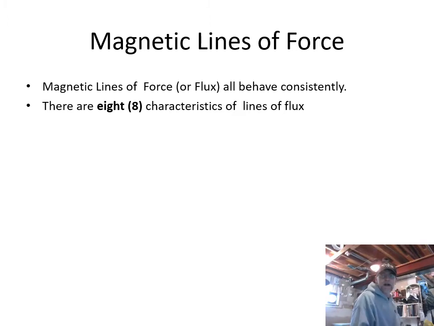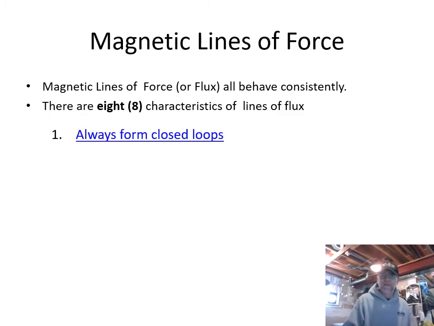Magnetic lines of flux, lines of force or lines of flux, they all behave consistently. So we have 8 characteristics of the lines of flux. The first one is that they always form closed loops. I'm hoping this works when I do this video. Hang on, let's see what happens when I click this. Absolutely nothing. All right, that's what I was afraid of. So let's go through the list and then we'll talk about each of them. This is supposed to create a link to that slide, but that's not going to work. Let's carry on. Always form closed loops.